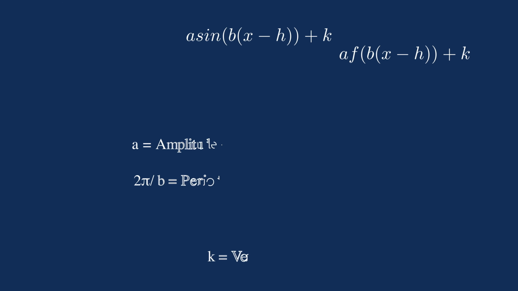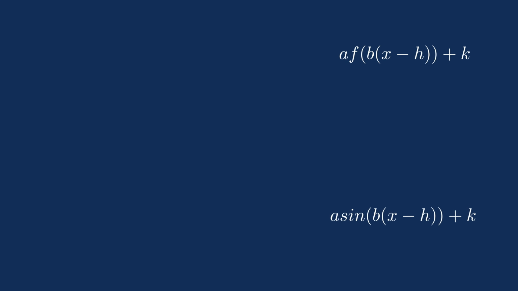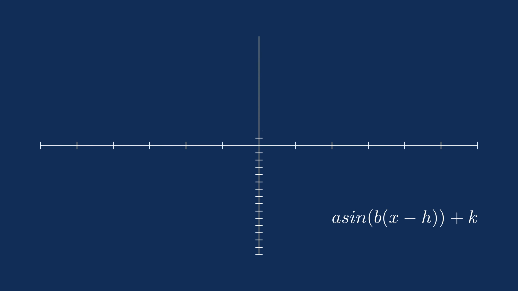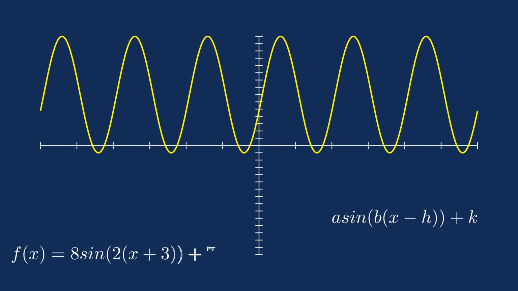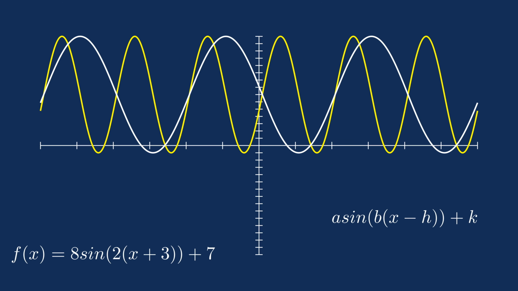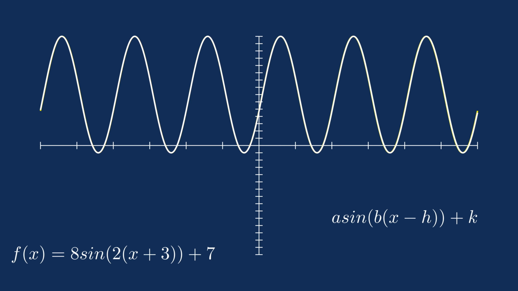Let's look at an example. Graphing f of x is equal to 8 sine of 2 times x plus 3, plus 7 applies several transformations to our original sine curve. Firstly, it applies a phase shift of 3 units to the left, 7 units up, vertically stretches our function by 8 units, and applies a horizontal shrink of 2 units, squishing it by a factor of 2. If we draw our midline and draw a line to a crest, then the length would be our amplitude.